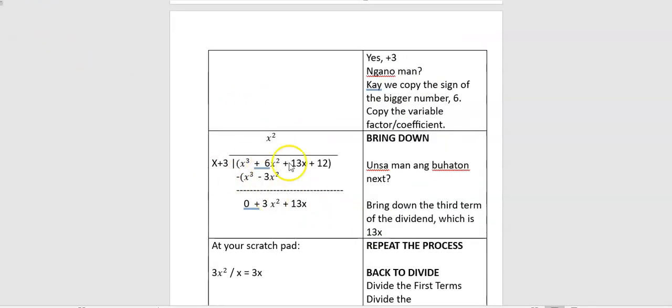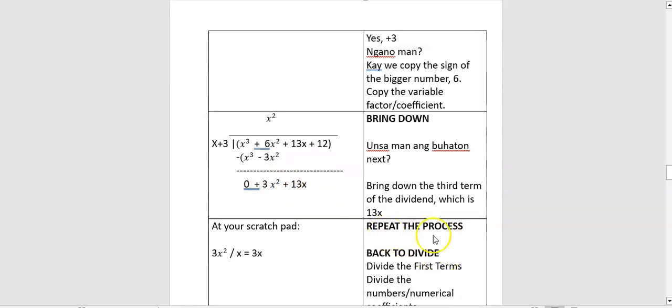Okay, so balik ta sa atong main solution. So, x cubed minus x cubed is 0. Positive 6x squared, negative 3x squared is equal to positive 3x squared. After subtraction, what are we going to do? Yes, we're going to bring down the next term. So, the next term is the third term. So, bring down the third term of the dividend, which is 13x. So, we now have the new dividend, 3x squared positive 13x.